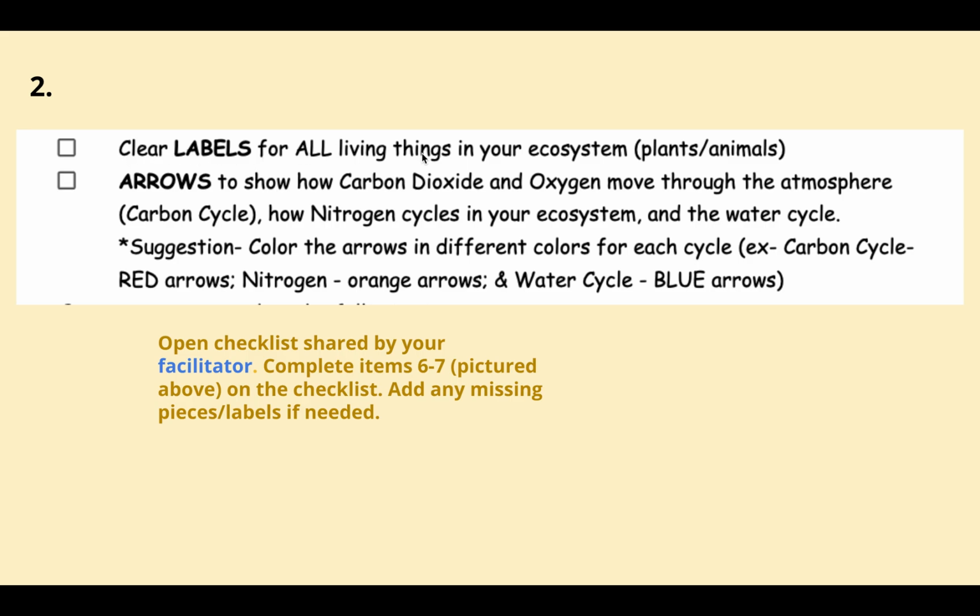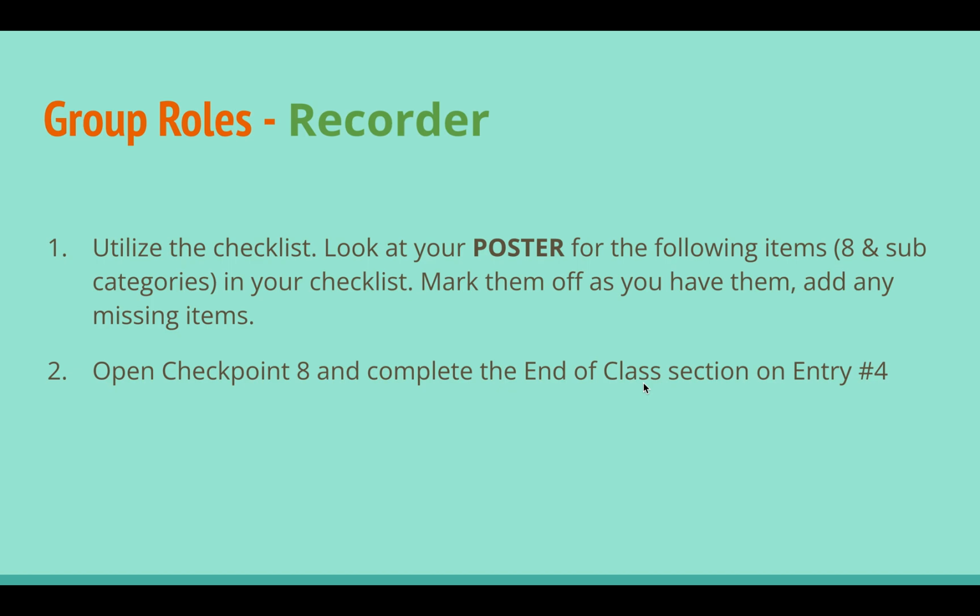Clear labels for all the living things in your ecosystem. That includes plants and animals. That should be the things that were also included on your food web that you created. And then arrows to show how the carbon cycle works, the nitrogen cycle, and the water cycle. And I suggest using different colored arrows. So like maybe the carbon cycle, you're using red arrows, nitrogen cycle, you're using orange arrows, and water cycle, you're using blue arrows, so that we can see those 3 cycles and how they work.